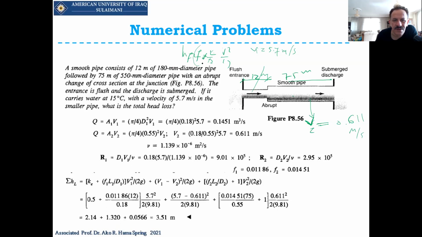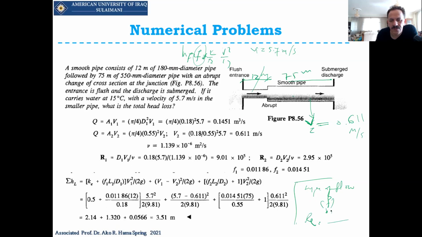So what should I know to find the f? We have to find the f first and then consider the h_f. To find the f, I have to check whether we have laminar or turbulent flow. To check that, what should I do? I have to find the type of flow. It means, to find the f, we have to find the Reynolds number.